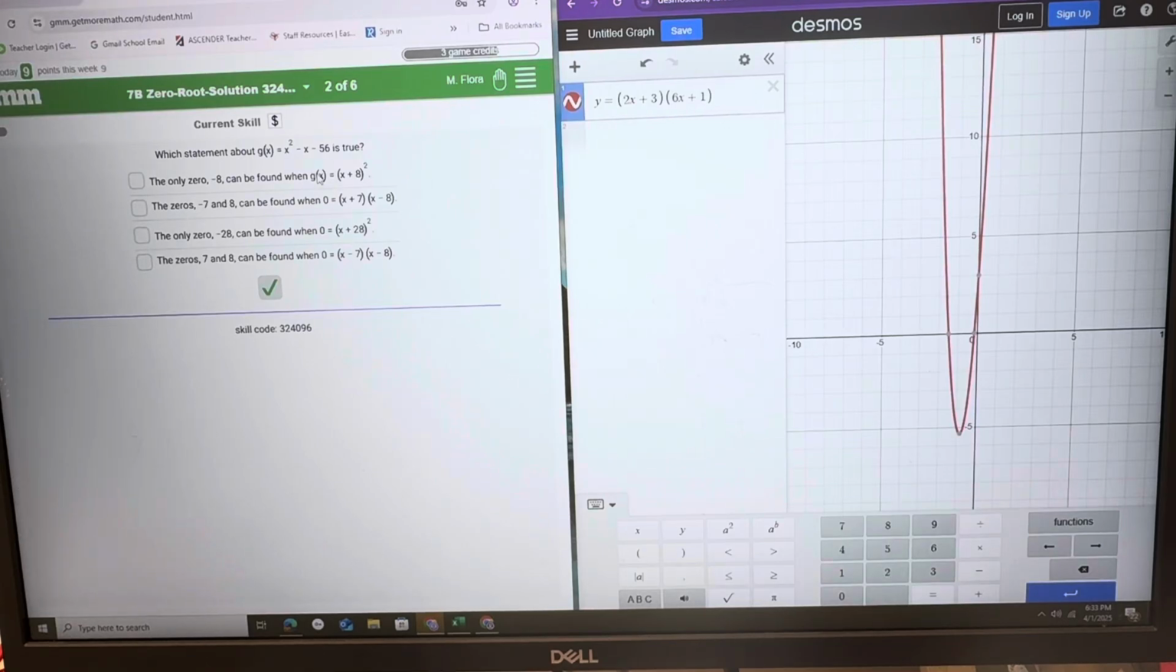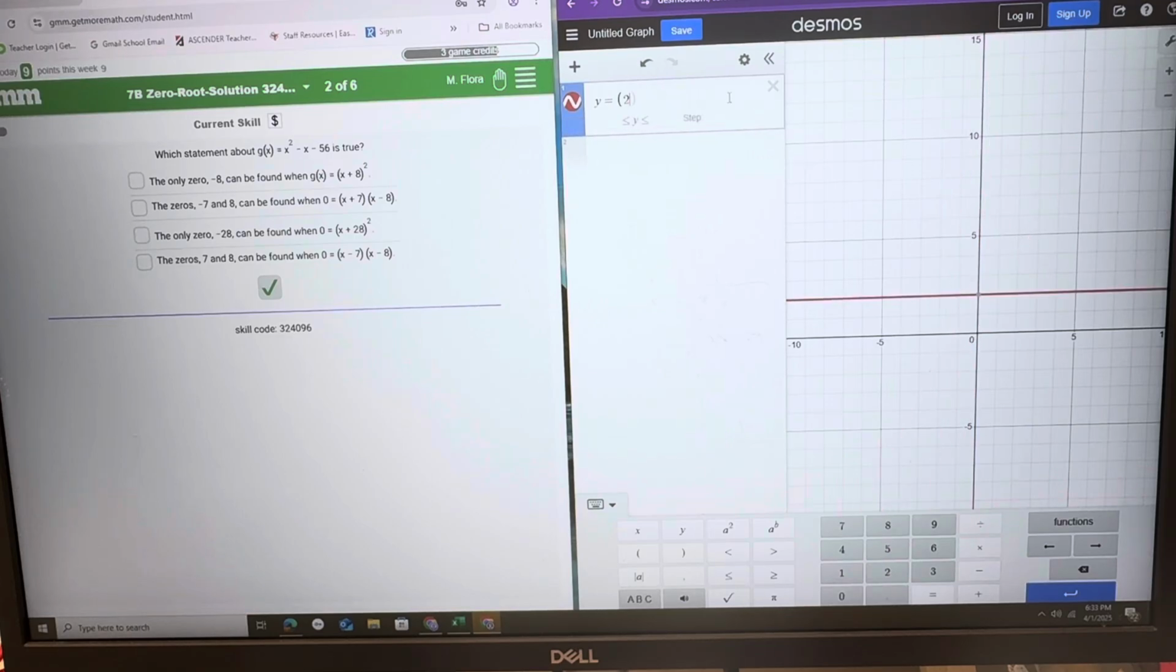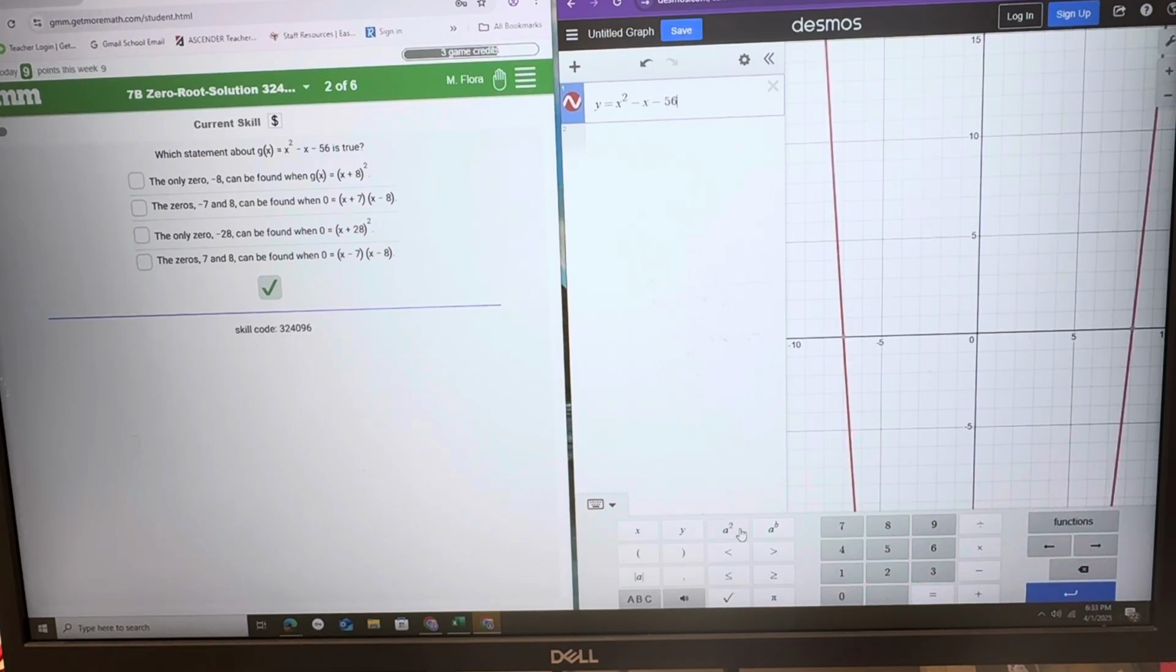Okay, and then we go back to one that you can just graph. So x squared minus x minus 56. And we have our two solutions. They are at -7 and +8. So -7, +8, and none of the others match. So we don't even have to check the factors.